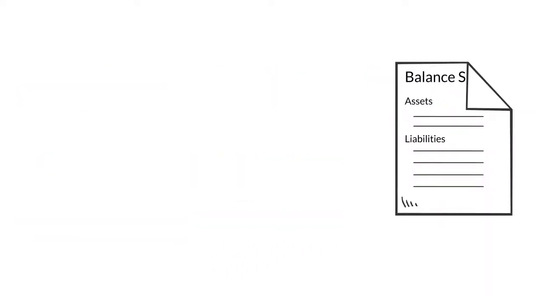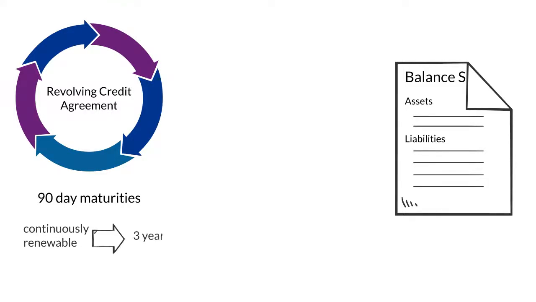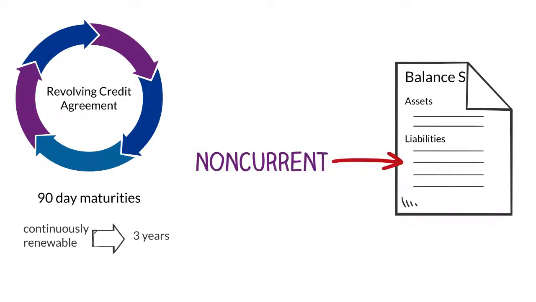For example, a company has drawn down on a revolving credit agreement that has stated maturities of 90 days, but is continuously renewable at the borrower's option for 3 years. Since the borrower may defer settlement beyond 1 year, it would be classified as non-current.